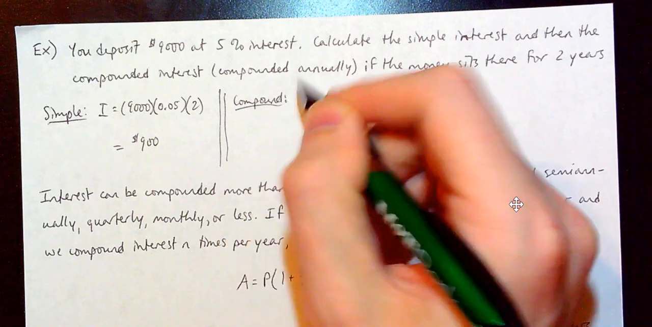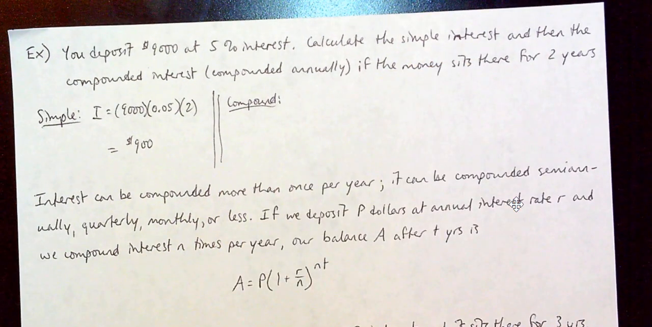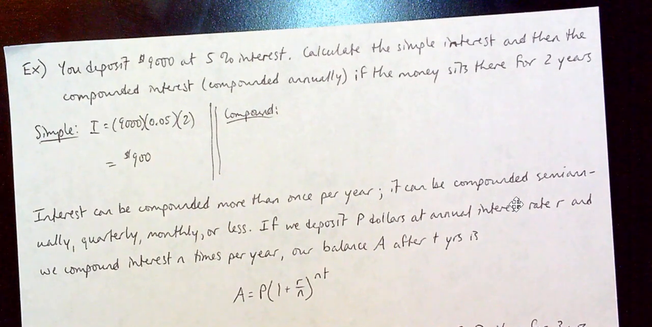With compound interest, what we have to do is we actually have to do 2 separate calculations. I have to calculate the interest that I get for the first year, figure out what my balance will be at the end of that first year, and then calculate the interest for my second year, and the principal that I'm going to use will be what my balance was at the end of that first year.